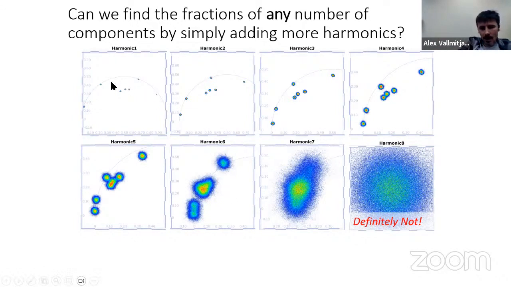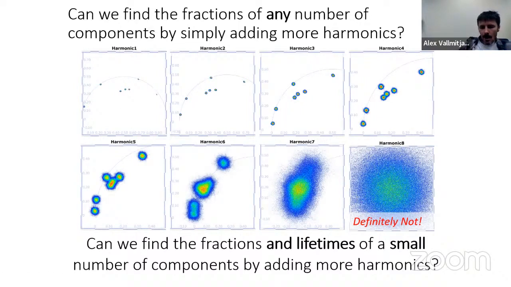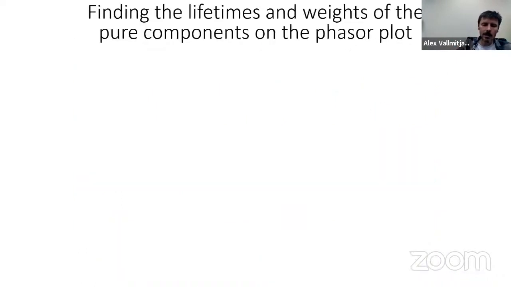These harmonics are all joining up at the 0, 0 coordinate, and at the end they're all together there. But what is true is that using high harmonics, we may be able to find the fractions and the lifetimes of a small number of components, which is what Leonel referred to as the blind unmixing. Till now, we knew what components we have in our sample, and we were trying to find the fractions of each of them. But we showed that you can actually also find the lifetimes of these. So for a very small number of components where you don't know what is present, you may be able to find not only the fraction but also the lifetime.